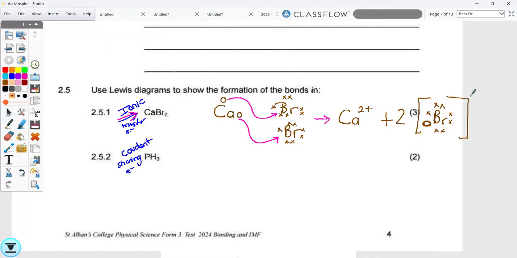What is their charge going to be? There are 2 of them, but their charge will never be 2-. They are in group 7. What will something in group 7 always be? -1. So just a minus.